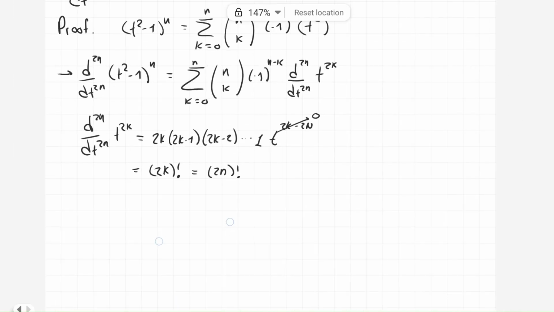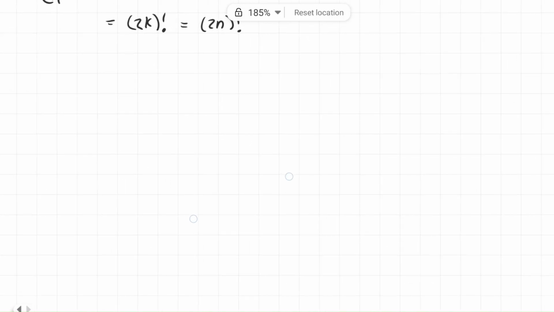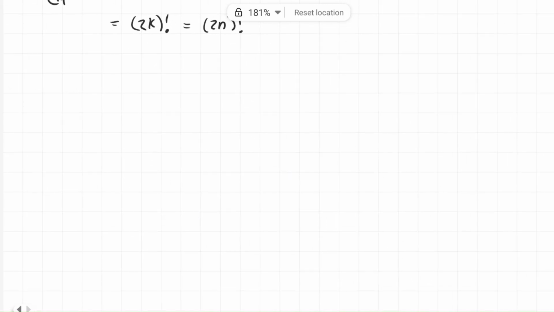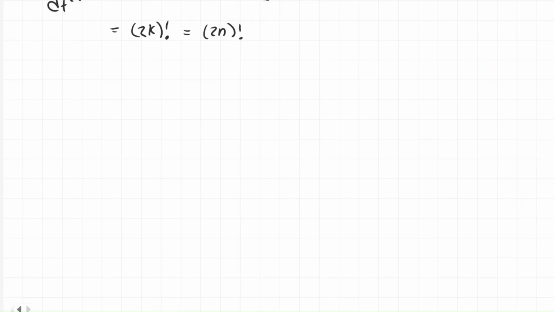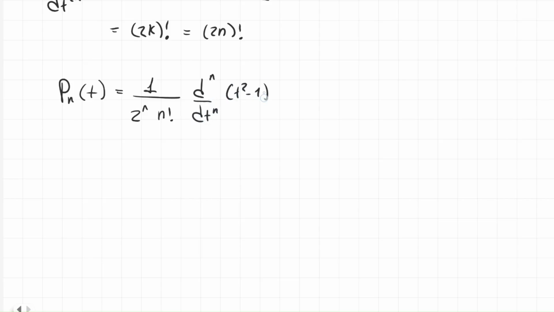So after showing this, we are going to start by proving that the Legendre polynomials are orthogonal. And to do that, we are going to introduce the Rodrigues definition of the Legendre polynomials, which says that the n-th order Legendre polynomial is equal to 1 divided by 2 to the n factorial, and then the derivative n times of t squared minus 1 to the n.